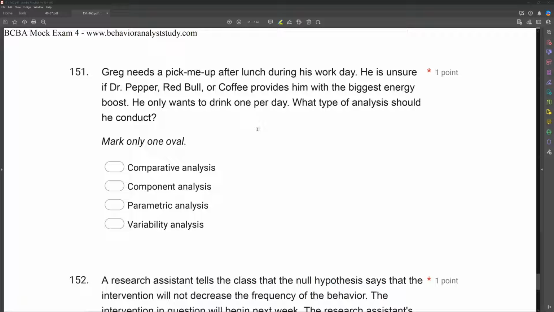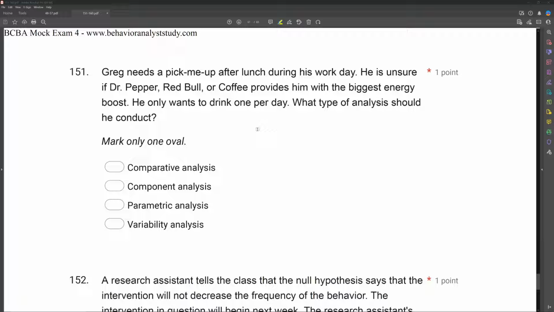Now, when we're talking about comparative, component, and parametric analysis, we need to understand that each is its own distinct thing. Typically, component and parametric are lumped together, while comparative kind of sits on its own. With the comparative analysis, we're looking at interventions, or in this case, drinks, that aren't in a package. So they're not related. They're not joined together through a treatment package. They're just kind of standalones. And we're going to compare each one by one and see what's most effective.